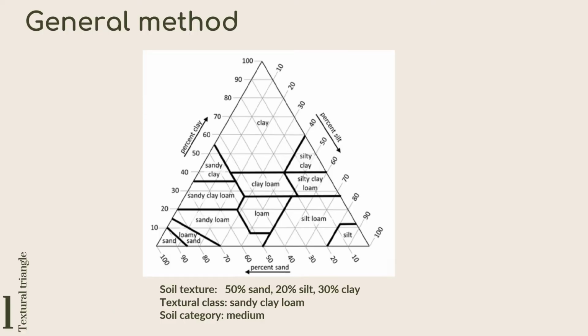Okay, here you can see the texture triangle to find the soil texture. We find the sand is at 15, go to 15 here and go up. After that the silt is at 20, go here to the side and go down. After that the clay is at 30%, so at 30% it is here and go down. The result will be sandy clay loam.